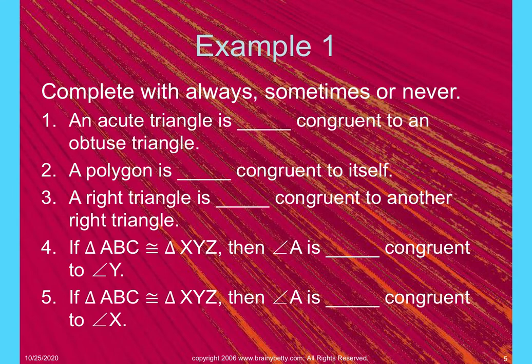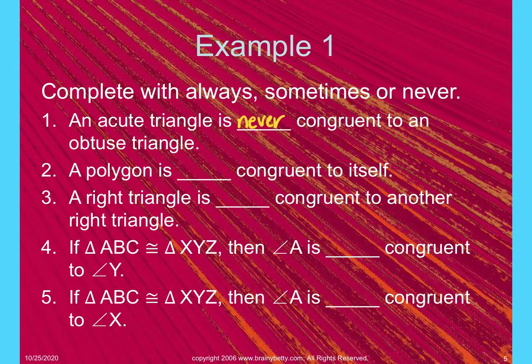Okay, so looking at number 1, it says an acute triangle is blank congruent to an obtuse triangle. In order for two triangles to be congruent, their angles have to match up. If you have an acute, it means all are acute, and obtuse, one has to be obtuse, which means these can never be congruent.